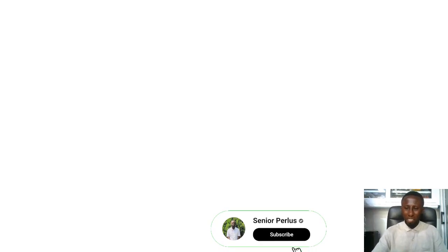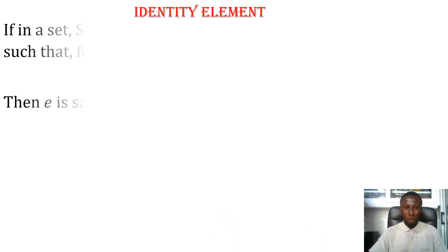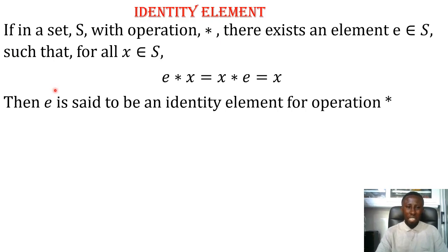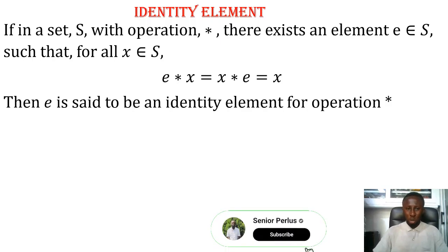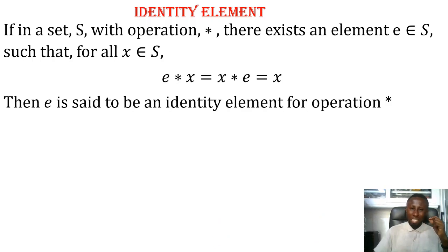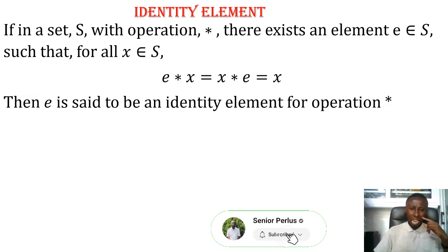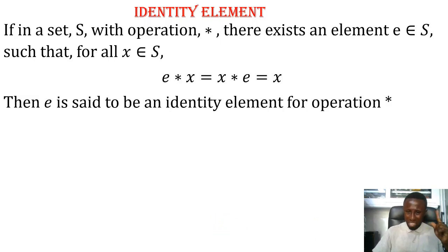Our next property is the identity element. If in a set S with operation star, there exists an element E that also belongs to S, such that for all s belonging to S, E star s gives s, and s star E gives s, then E is said to be an identity element for the operation star.